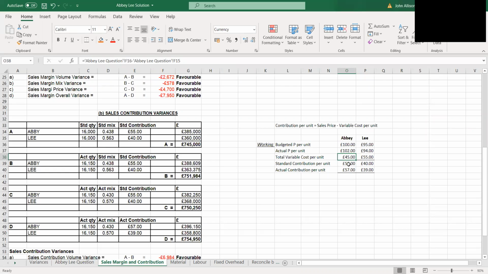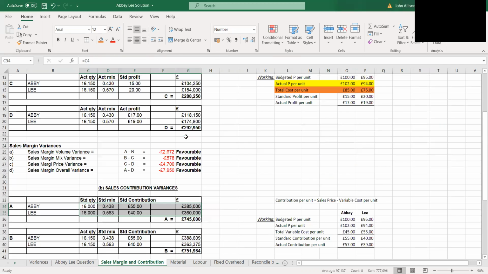45. So to get the standard contribution will be the standard price of 100, take away the total variable cost of 45, which will give us 55. And similarly for Lee, will be the budgeted price of 95, take away the variable costs of 55, which will give us 40. So the standard contribution per unit is 55 for Abbey and 40 for Lee.